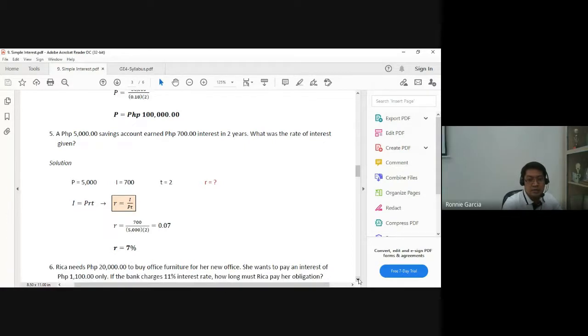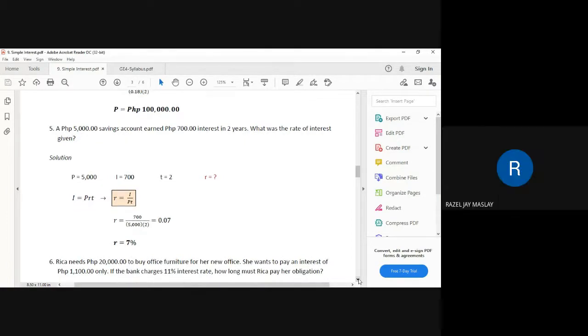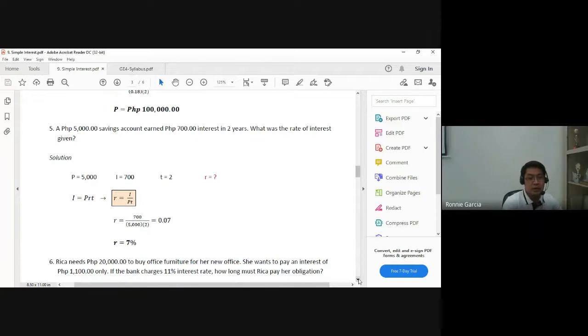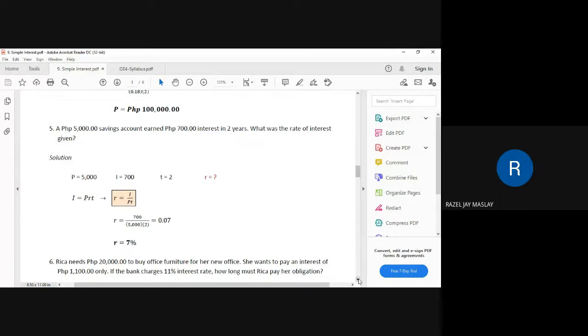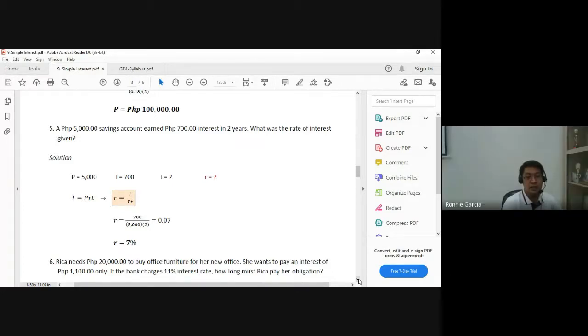Number 6. Rika needs 20,000 pesos to buy office furniture for her new office. She wants to pay an interest of 1,100 pesos only. If the bank charges 11% interest rate, how long must Rika pay her obligation? The question is how long? So please answer this.